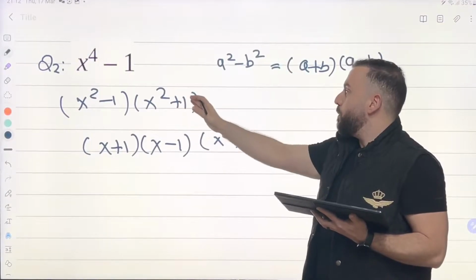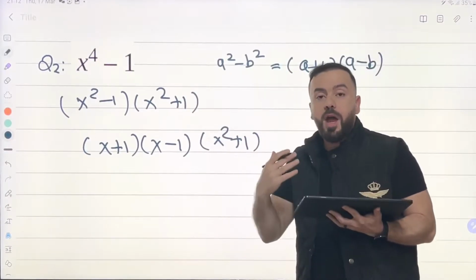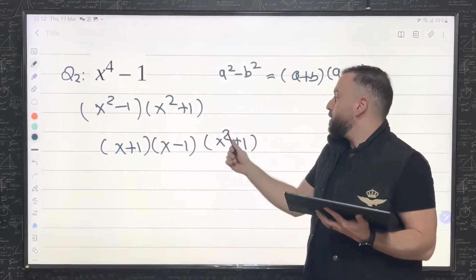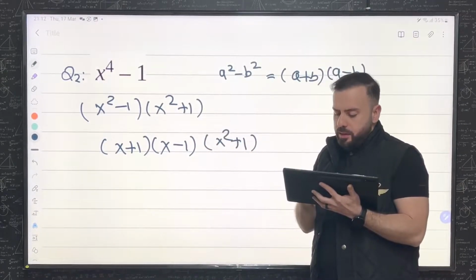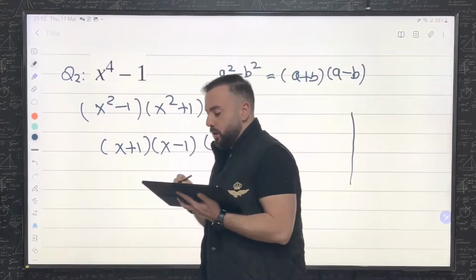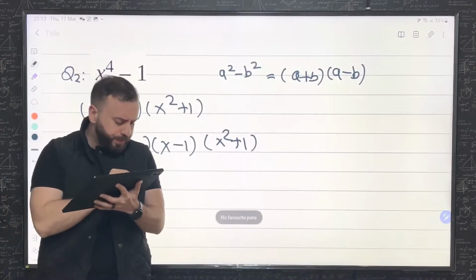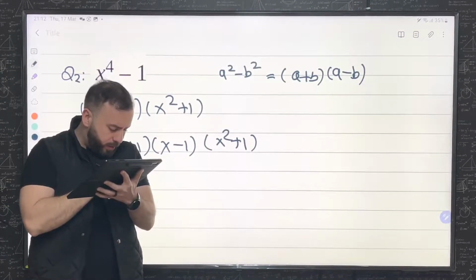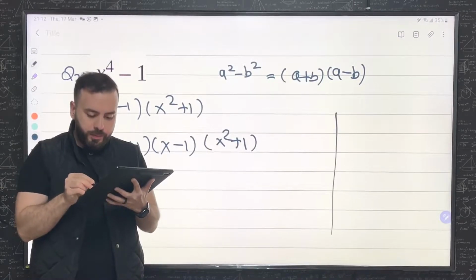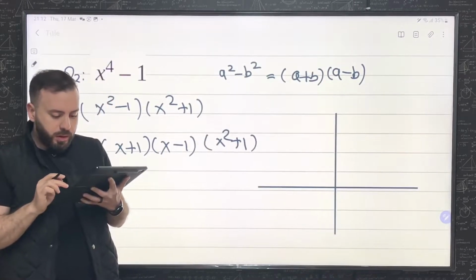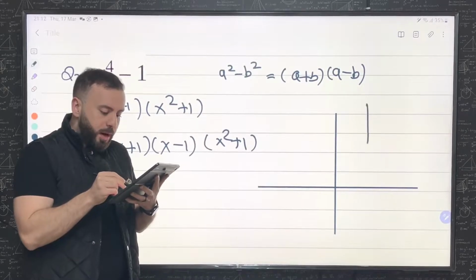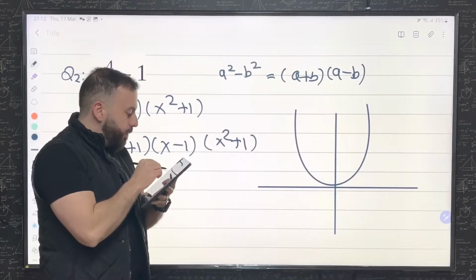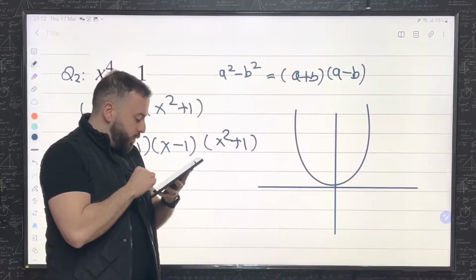And what about x squared plus 1? Can I factorize it? Of course not. Why? Because x squared plus 1 is a parabola. Let me draw it for you, and I just need to explain the main point here. As I can see, it's a parabola, the basic parent function, which is x squared. That's going to be here, x squared.